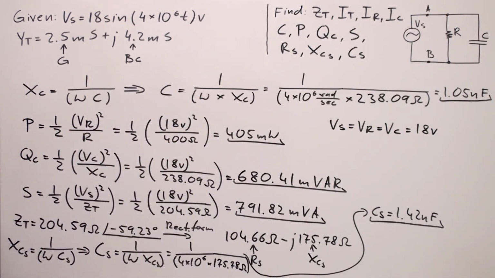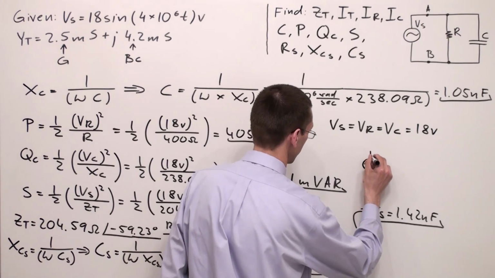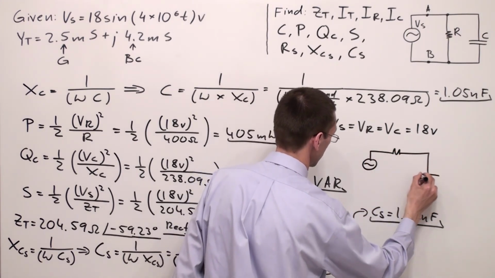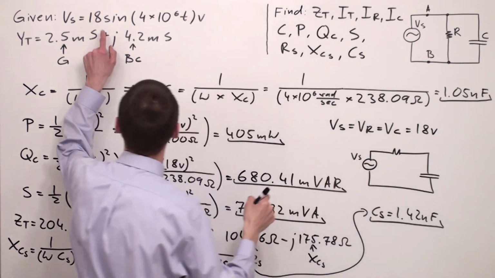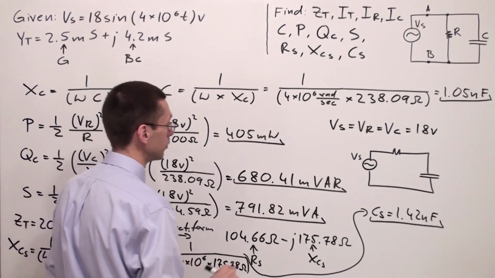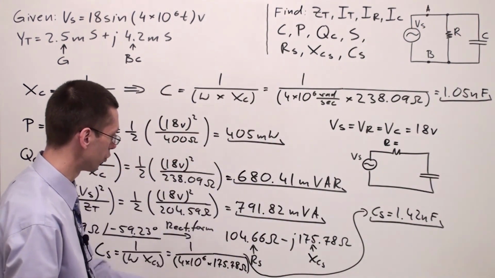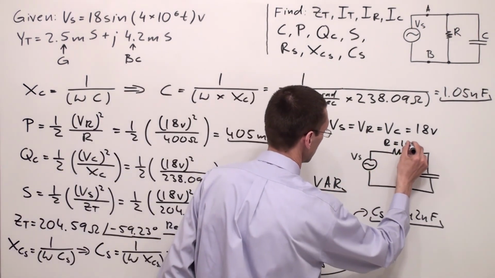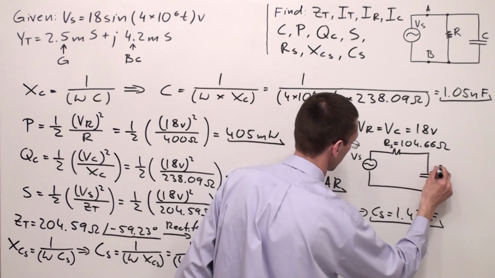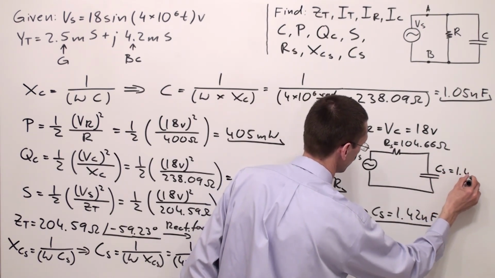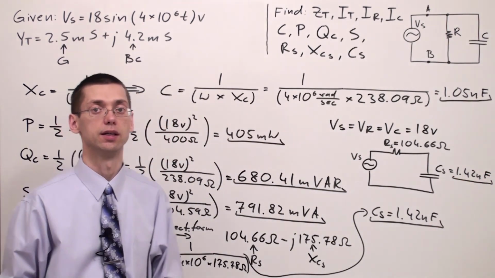Next, we're supposed to draw the diagram. So let me draw the diagram over here. I have a resistor and a capacitor, and of course a voltage source. My voltage source is equal to 18 sine omega t, the resistance we found is equal to 104.66 ohms, and the capacitance is equal to 1.42 nanofarads. Okay, so at this moment we can say that the problem is solved.